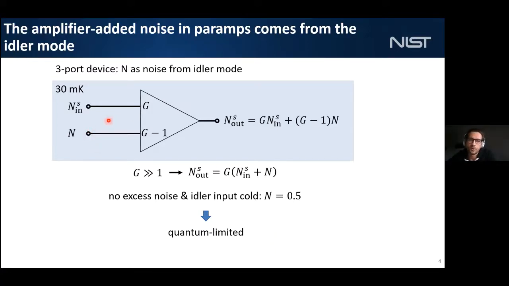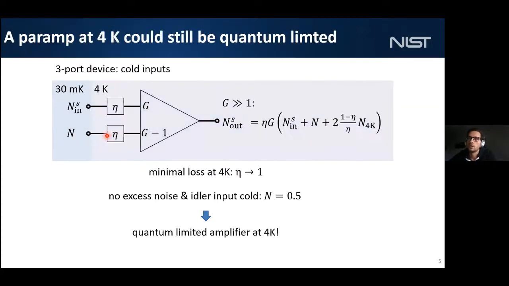And that's why it's better to think of a PARAMP as a 3-port device, like Martina showed actually. And therefore here you have a signal input port, an idler input port, and a signal output port. And then the quantum limited nature of this amplifier just comes from the fact that the idler input port is cold. And so now, what might sound surprising to you is that if you place the paramp at 4 Kelvin, but if you keep the idler input port cold, you can still get quantum limited performance. Of course, this is provided that the loss, and in particular the loss at 4 Kelvin before the paramp, is minimal. Otherwise, this loss term is going to completely dominate the overall added noise of the amplifier.